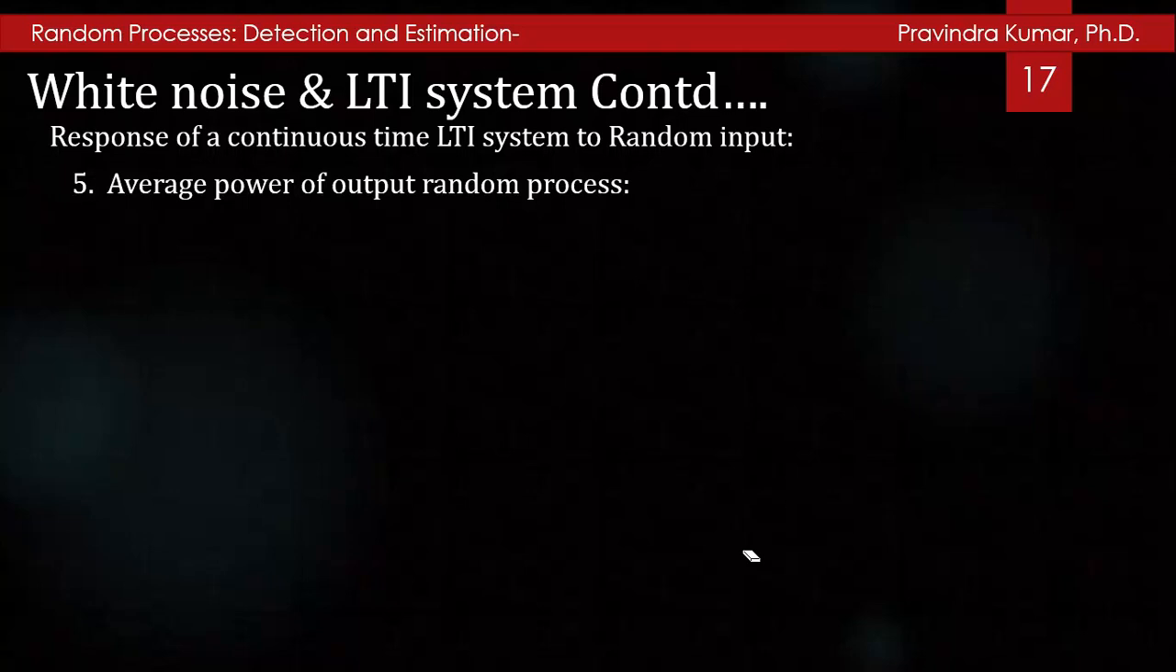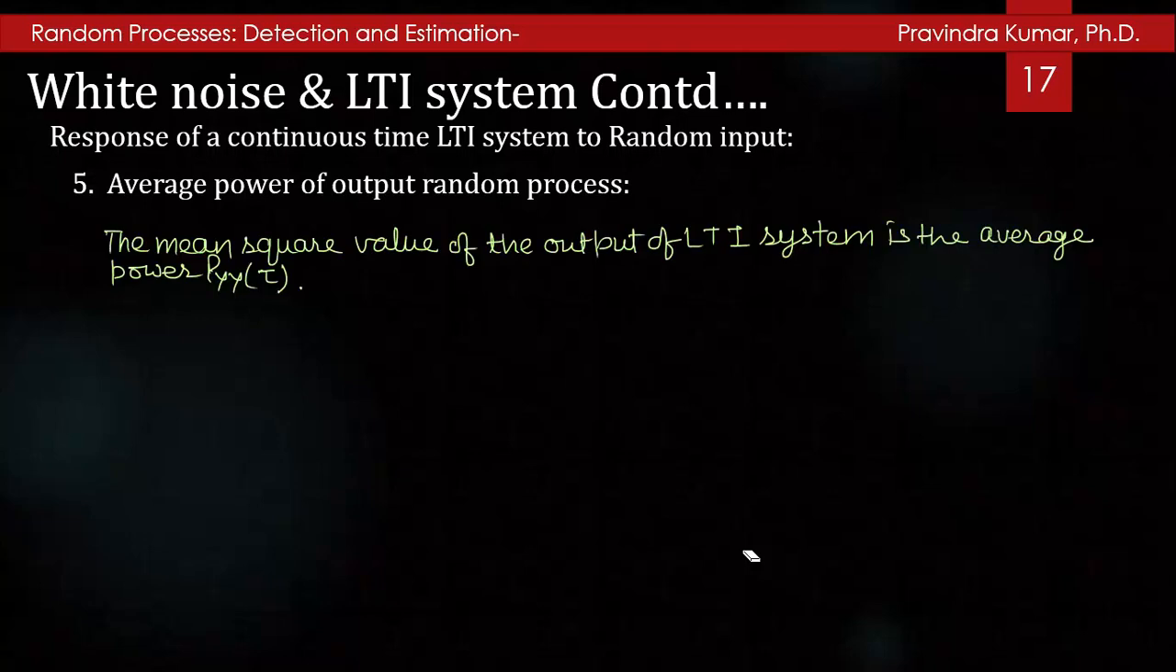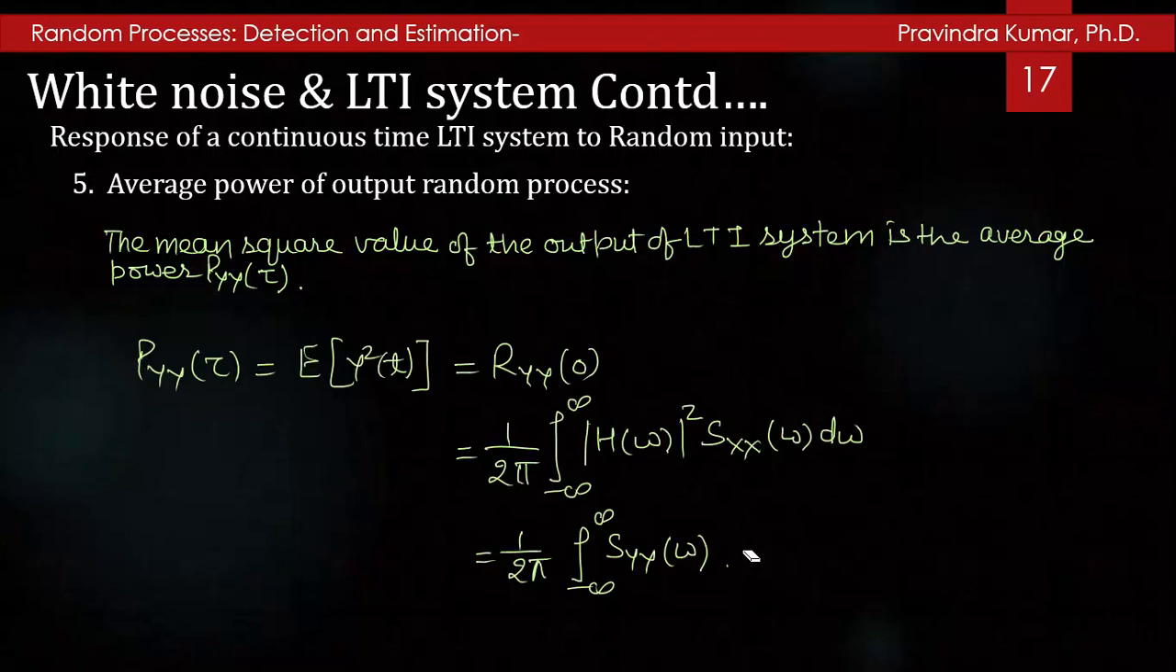Now we consider the average power of the output random process. The mean square value of the output of the LTI system is the average power. So the average power Pyy will be the mean square value, the expected value of Y square t, which means the autocorrelation at zero time lag. It will be equal to 1 upon 2 pi times the integration from minus infinity to infinity of the square magnitude of the transfer function and the power spectral density of the input, d omega. So it will be equal to 1 upon 2 pi times the integral from minus infinity to infinity of Syy(omega) d omega.